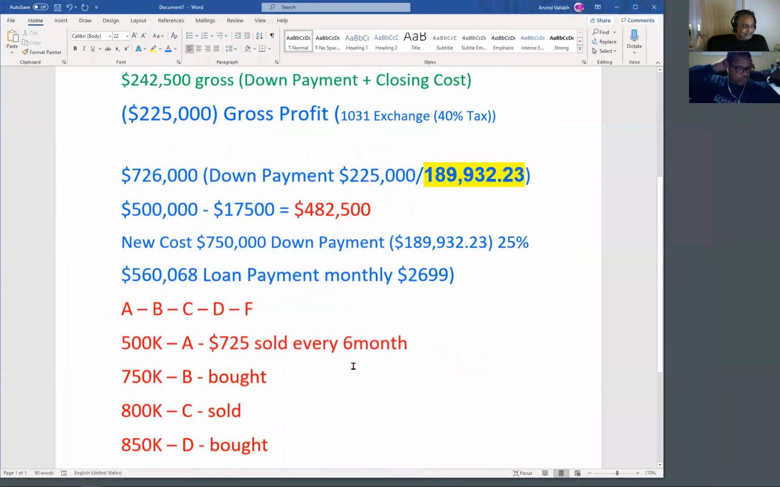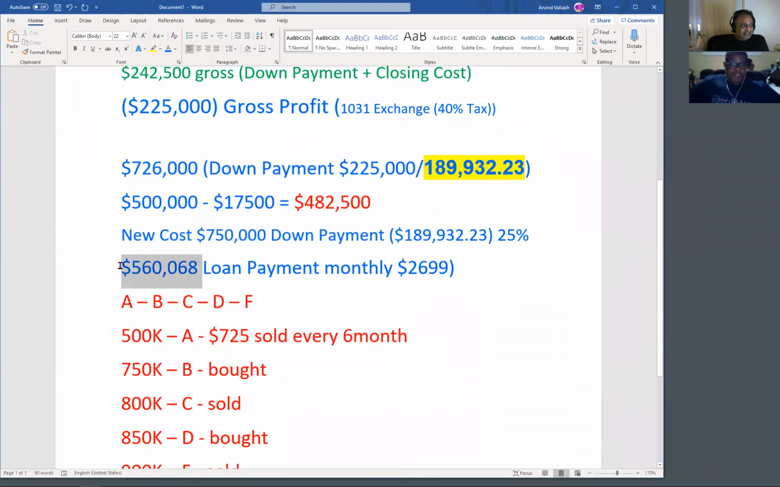So watch this. Here's the loan amount. If you take 10% of this loan amount, you just move the decimal point one place. It's 56,006, so it's 5,606, right? That's 10%. But if you divide that by 2, what is the answer?